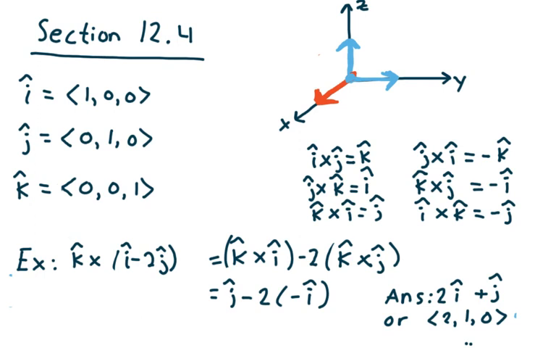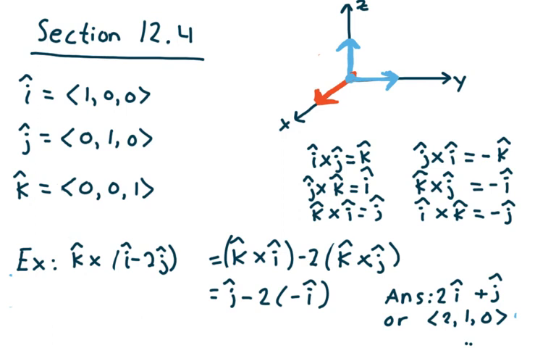Now we can show that i cross j produces k, j cross k produces i, and k cross i produces j. Now if i cross j gives me k, j cross i gives me negative k from the properties of vectors. If j cross k gives me i, k cross j gives me negative i. And if k cross i produces j, then i cross k produces negative j.